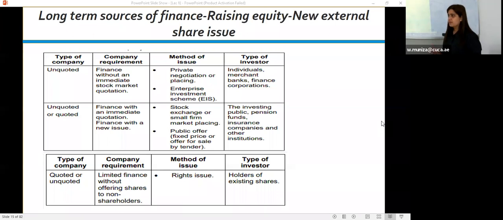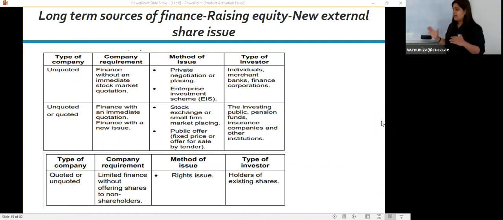Placing is basically that instead of issuing the shares to the general public by themselves, the organizations are going to place their shares with some particular financial institution, say for example banks. Maybe you have heard the term underwriting. It is very much similar to underwriting.